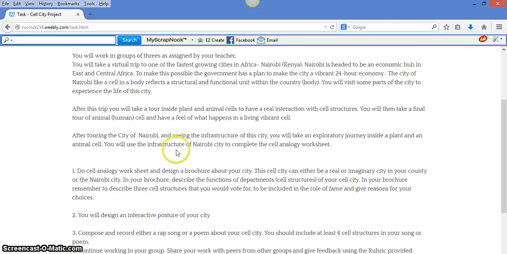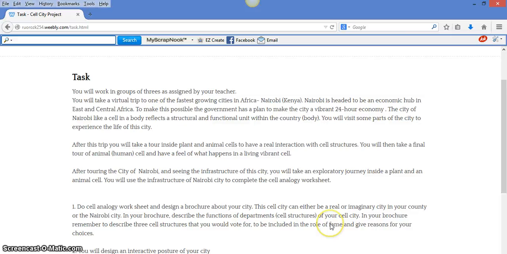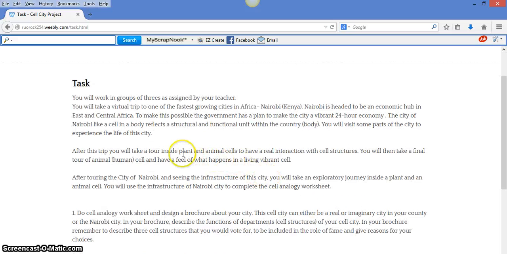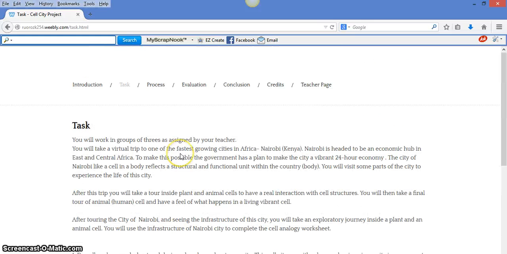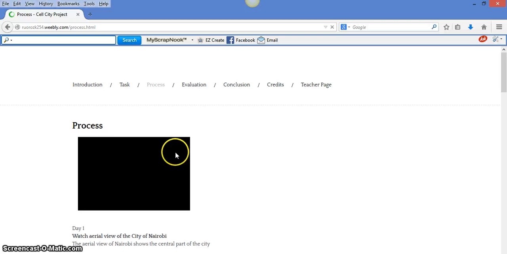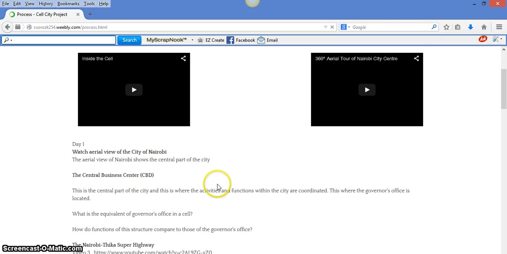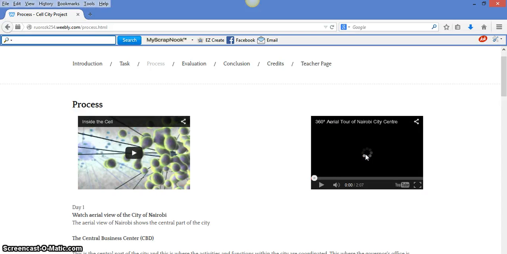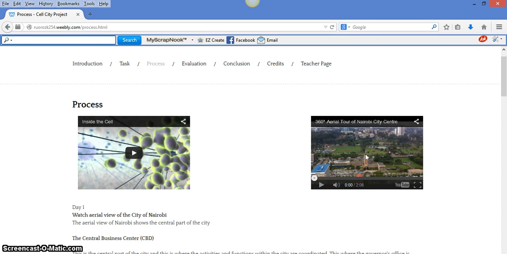And then after that, they were going to take a kind of a virtual tour of one of the fastest growing cities in Africa, and that's Kenya. And then after they have taken a virtual tour, they were going to compare maybe what they have seen there and think of what they are going to make in their posters, comparing them with the cell.